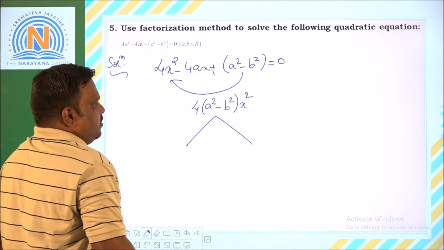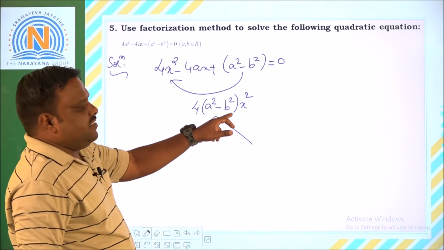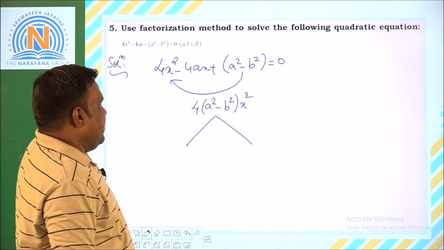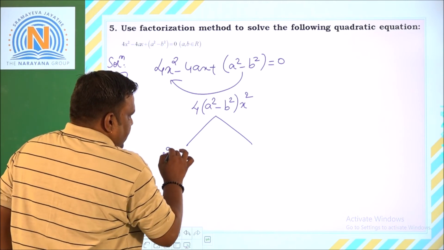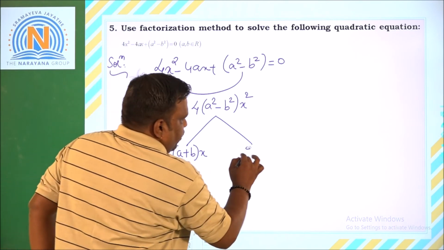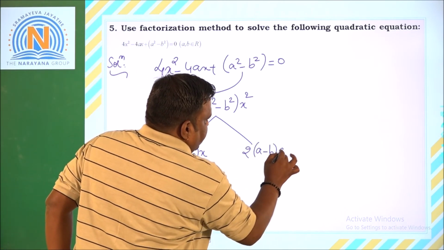So now I have to find out the factors for this. A square minus b square can be written as a plus b into a minus b, and x square obviously will be x and x. So the factors will be 2 into a plus b into x as one factor and 2 into a minus b into x as the other factor.